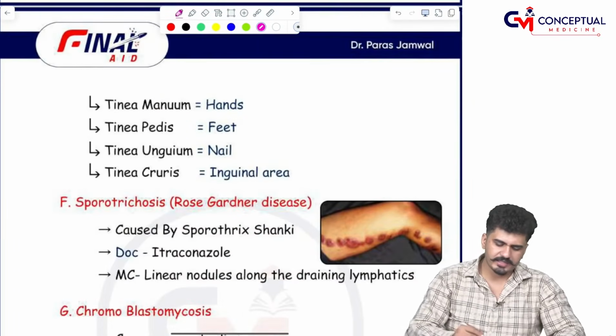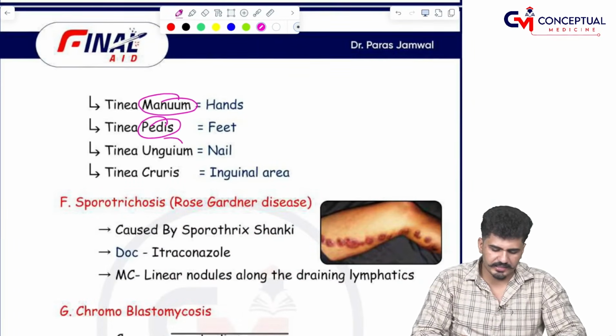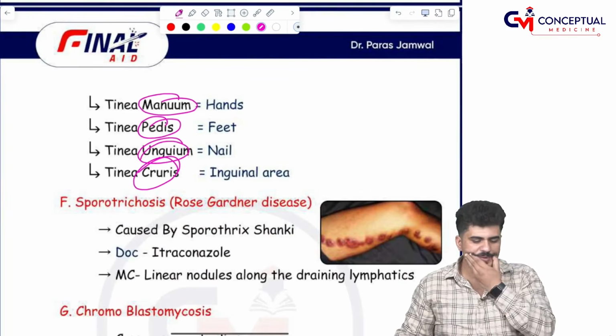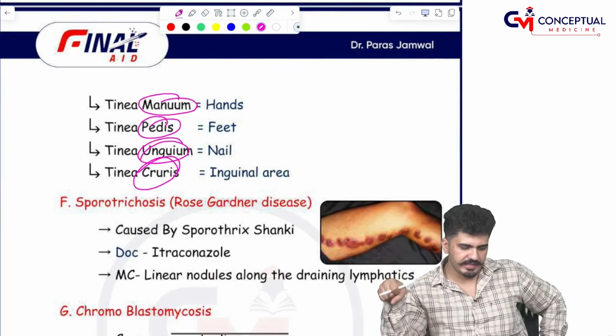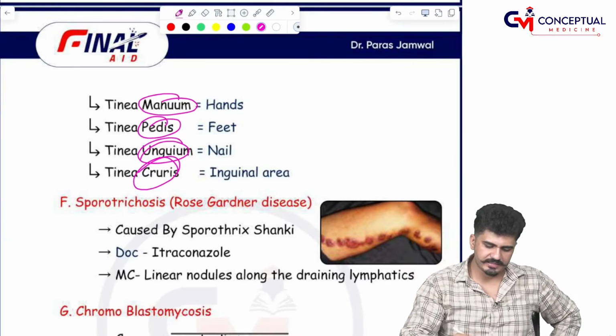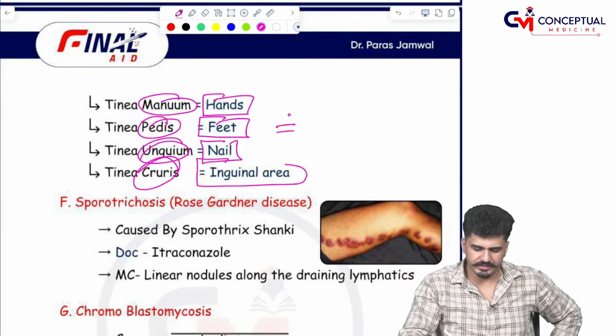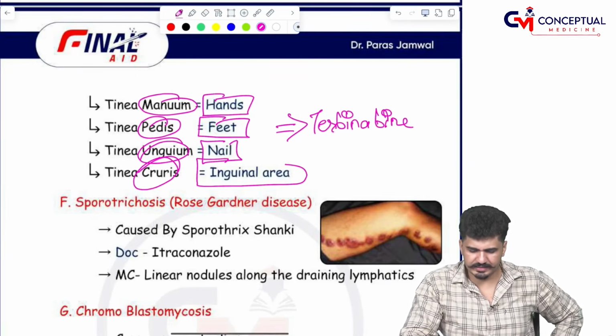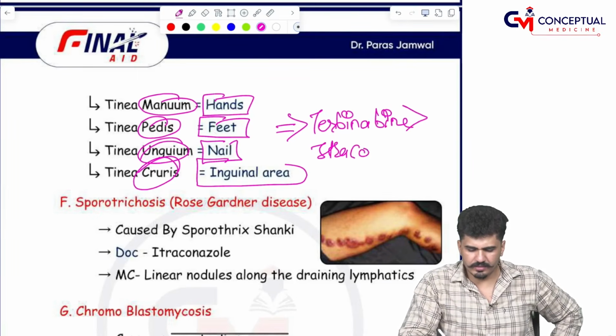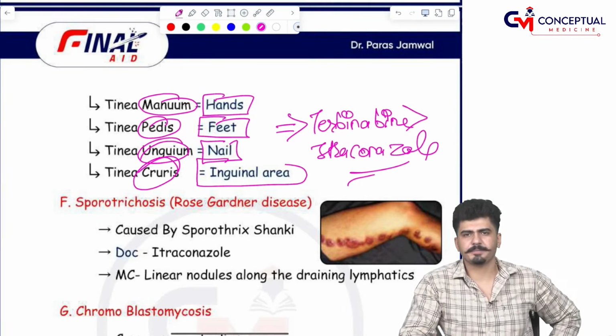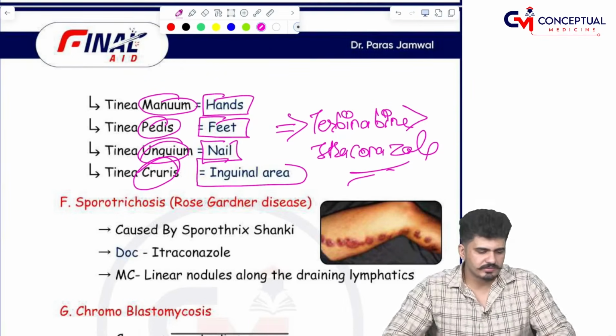Now other tineas are like tinea manus, pedis, unguium and cruris. Manus is seen in the hand, pedis is in the feet, unguium is in the nail, cruris is in the groin. And the drug of choice is terbinafine, which is a better answer than itraconazole.